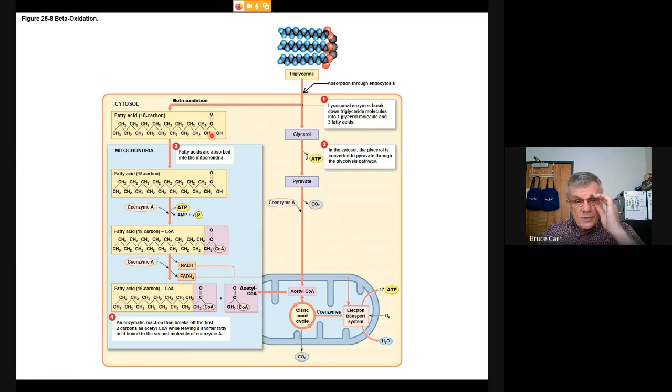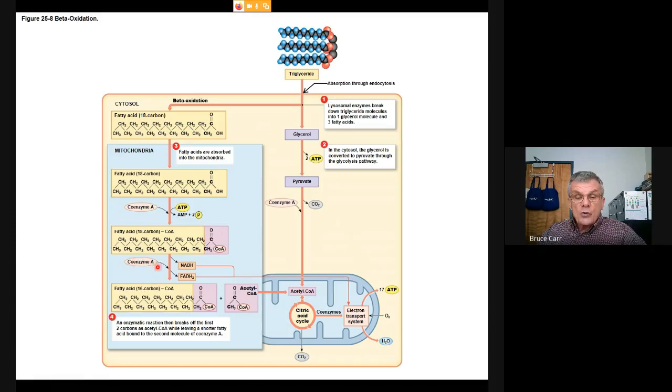Now let's look at what happens inside the mitochondria. These are absorbed into the mitochondria, 18 carbons. And the first thing we do is use an ATP, breaking it down twice. Notice we're knocking off 2 phosphate groups and adding in coenzyme A. So we're basically putting energy in to stick a coenzyme A on the end. The first acetyl group is shown here in a purple box.